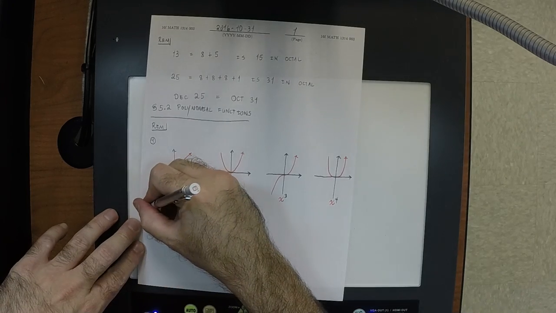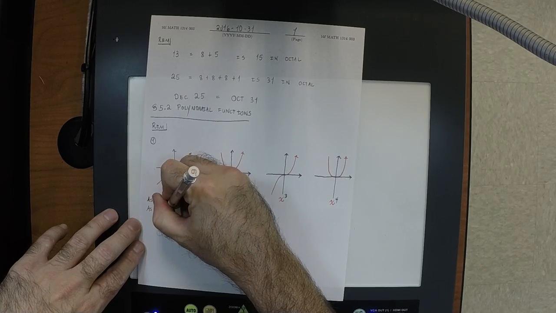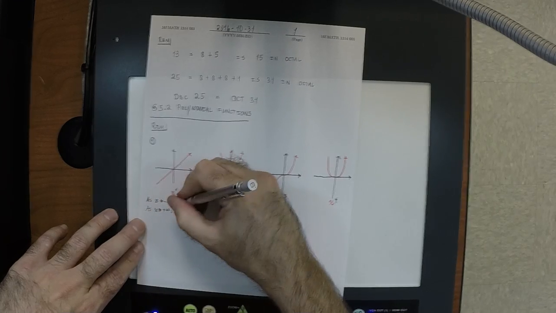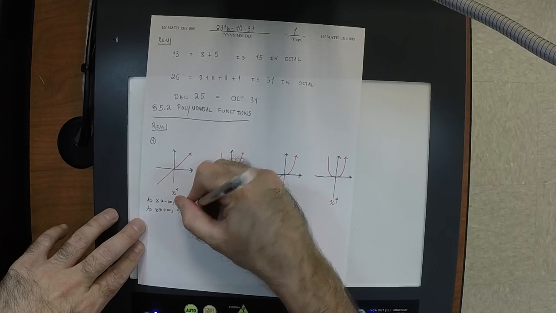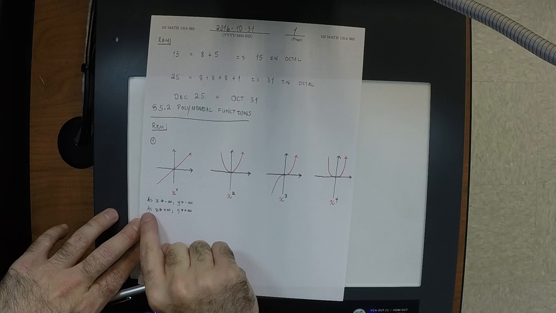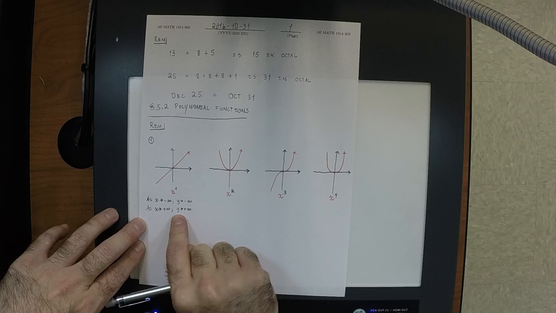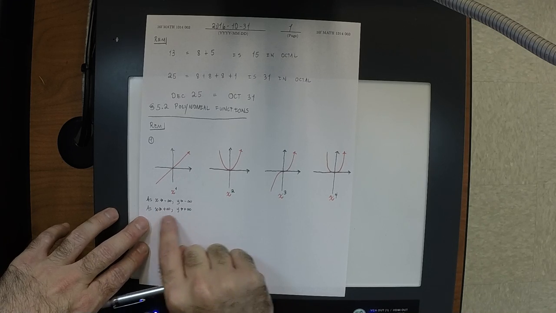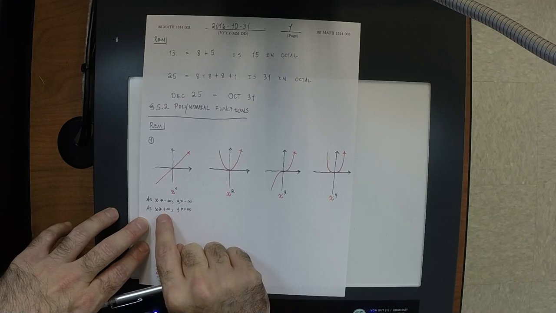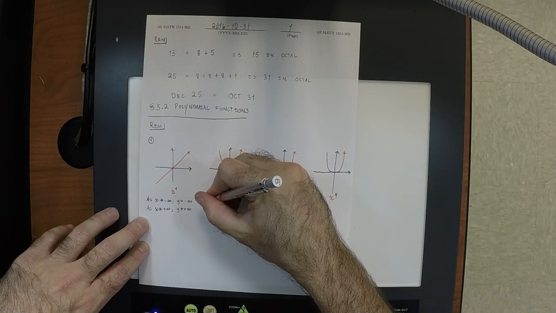Okay, and similarly, as x goes to positive infinity, what does y do for this one? Y goes to positive infinity. That is to say, in plainer language, as you go to the right, you go up. And this is understood to mean eventually. You go far enough to the right, you're going up. Okay, same statements for the next one.